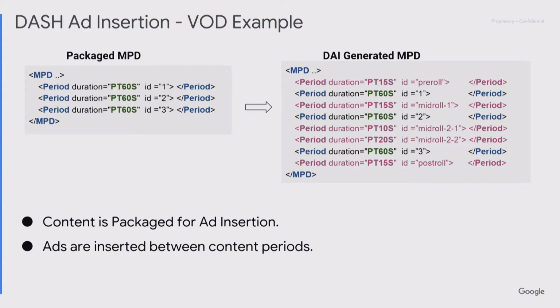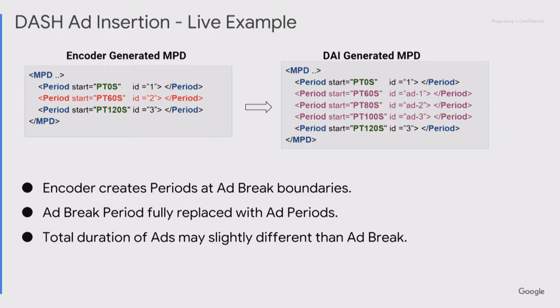In the VOD case, you see durations and periods were added to the MPD. In the live case, we will remove the original period and put in brand new ad periods where the original period was. Again, the period boundaries have to be created by the encoder, because the encoder has enough knowledge about the splice points and everything else to be able to create some of these things. Our job is to take this MPD and make sure that enough ads have been added so that we don't start choking the player in any way, shape, or form. So we fully replace the original period with the ad periods.